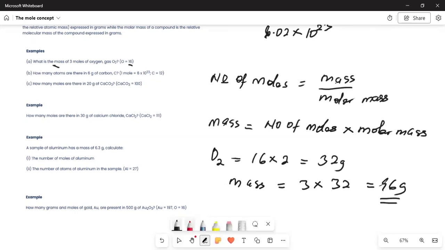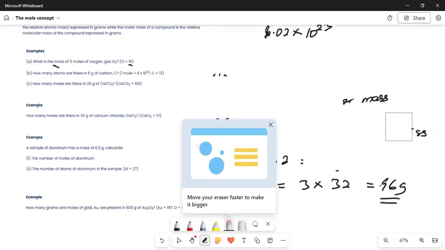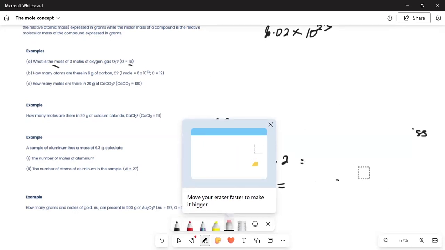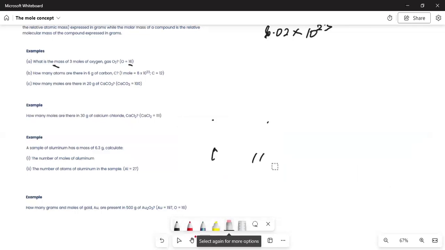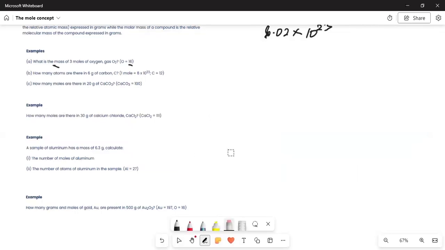To answer that, we know that 1 mole of any substance contains 6 times 10 to the power of 23 particles, and any substance has a mass known as the molar mass. For carbon, 1 mole of carbon is equivalent to 12 grams of carbon, because carbon is monoatomic, with 1 atom of carbon there, which is 12, as shown there.